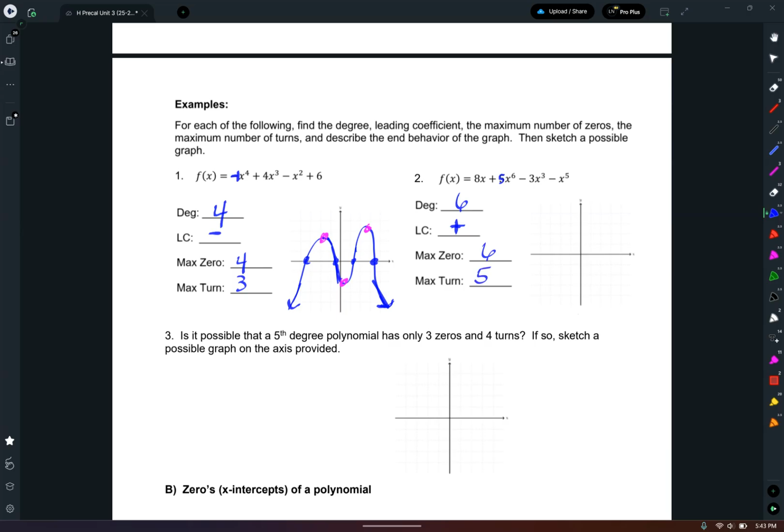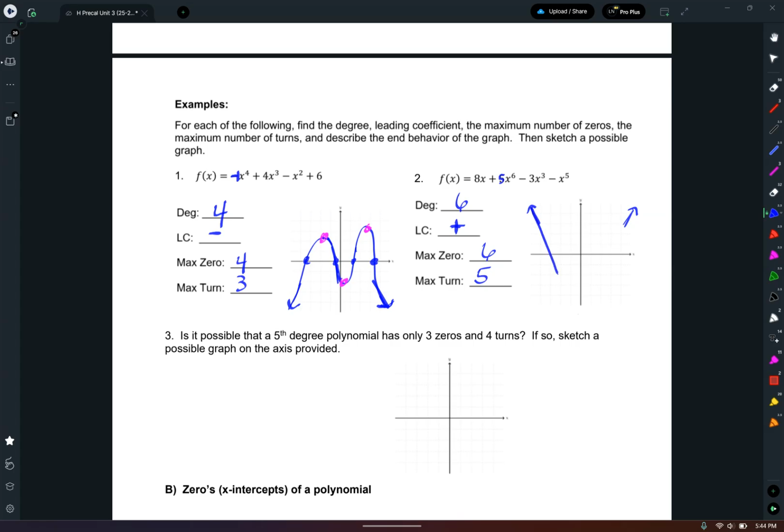All right, so even degree, positive leading coefficient. So even degree means the ends are going in the same direction, and the fact that it's positive means they're both going up. Now, I said the maximum number of zeros is 6. That doesn't mean you have to have 6 zeros.